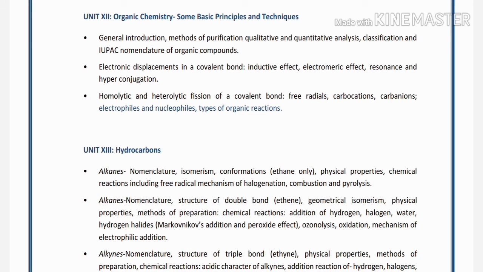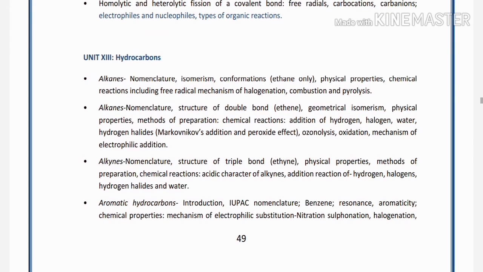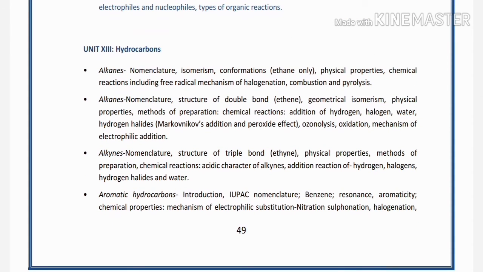Unit 13, hydrocarbons. Alkanes: nomenclature, isomerism, conformations, ethane only, physical properties, chemical reactions including free radical mechanism of halogenation, combustion and pyrolysis. Alkenes: nomenclature, structure of double bond, ethene, geometrical isomerism, physical properties, methods of preparation, chemical reactions, addition of hydrogen, halogen, water, hydrogen halides, Markovnikov's addition and peroxide effect, ozonolysis, oxidation, mechanism of electrophilic addition.